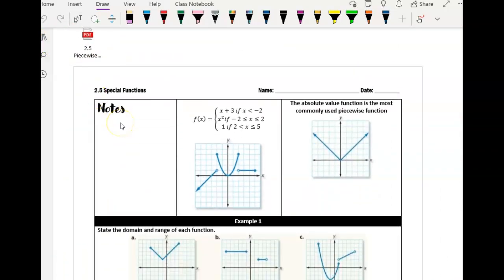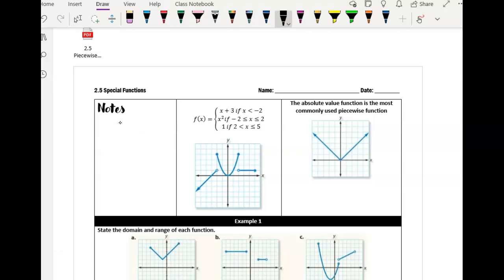All right, so piecewise is putting together all of these different things. So like I said, a piecewise function is, and you can look up the definition in your book there.